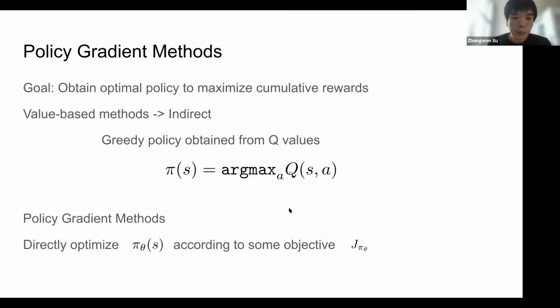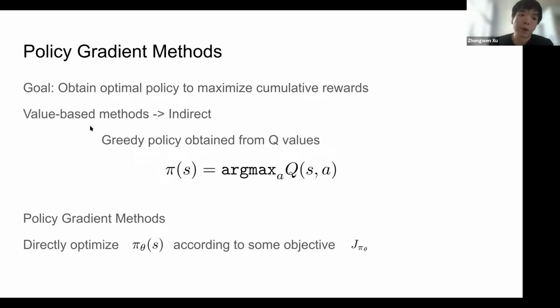So policy gradient method is a way to really directly optimize the policy. So let's first revisit the goal of reinforcement learning. The goal is to attain an optimal policy to maximize cumulative rewards, right?